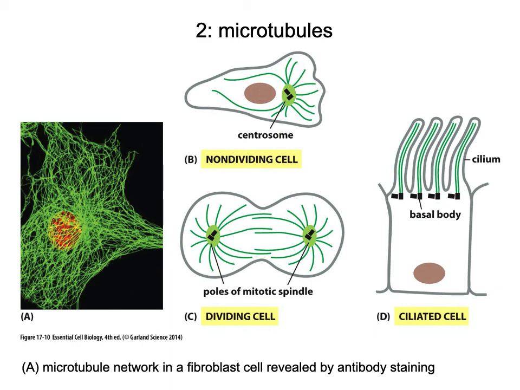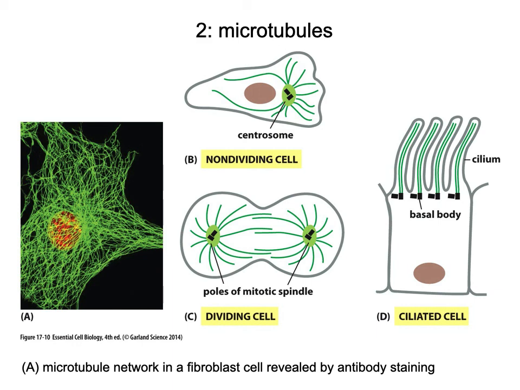So we have cytoplasm for each cell, we have ribosomes for each cell, organelles for each cell, and so the microtubules are really important in order to do that, and the centrosome allows for that organization to occur.